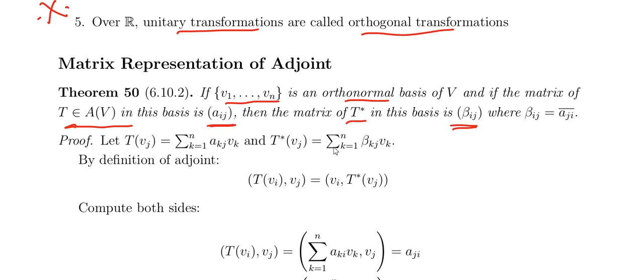If the matrix of T is known, we can construct the matrix of T star, that is called the transpose of the conjugate matrix.